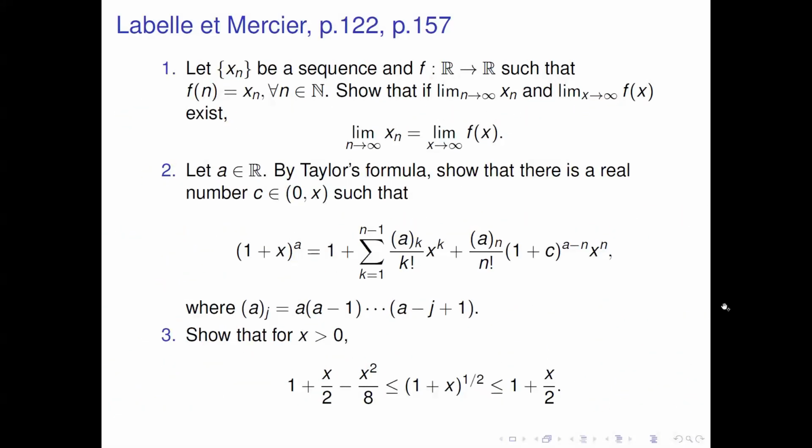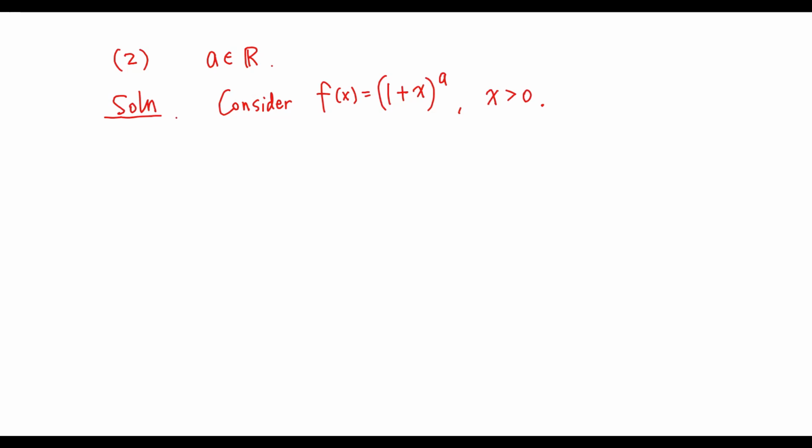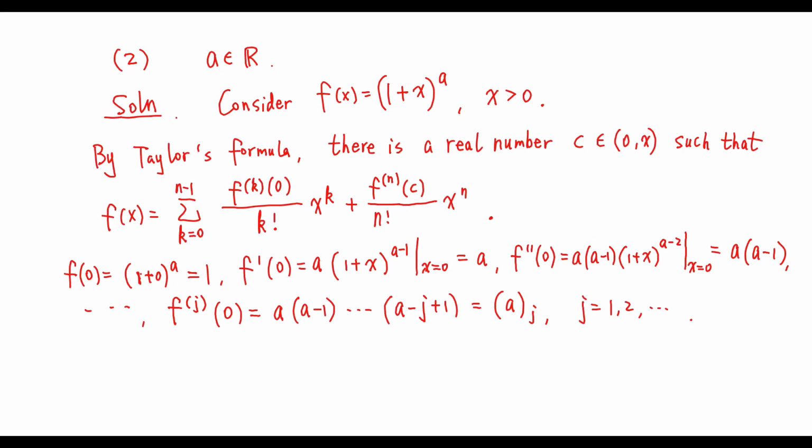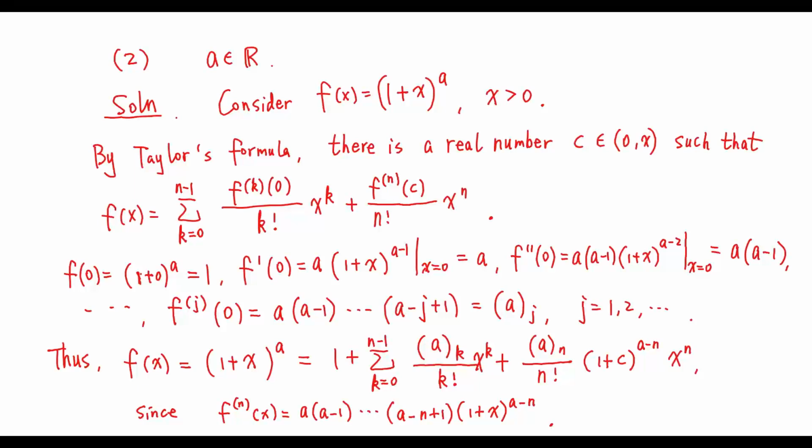Question 2. Let A be a real number. By Taylor's formula, show that there is a real number C in the open interval (0, x) such that this equality holds. Solution. Consider this function. By Taylor's formula, there is a real number C in the open interval (0, x) such that we have this one. Then we compute those derivatives. Thus, we get this result.